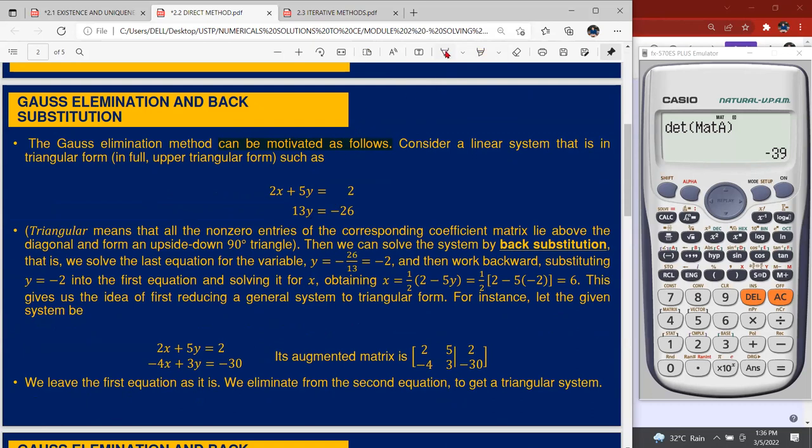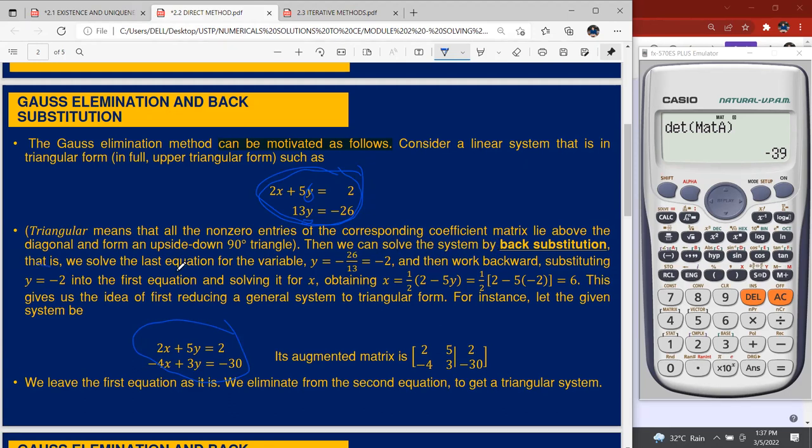Masolve na nato si y. And after masolve nato ang value ni y, input nato diri. And makuha nato ang value ni x. So this is the example of nasolve na equation. If we solve na to siya using Gauss elimination and back substitution, makuha na nato ang value ni y and x. Triangular means that all the non-zero entries of the corresponding coefficient matrix lie above the diagonal and form an upside down 90 degree triangle. Then we can solve the system by back substitution.